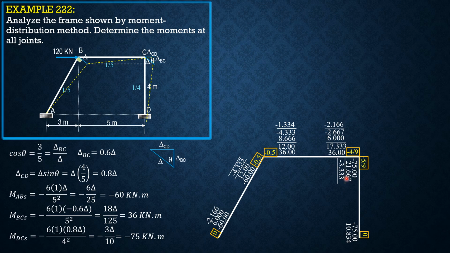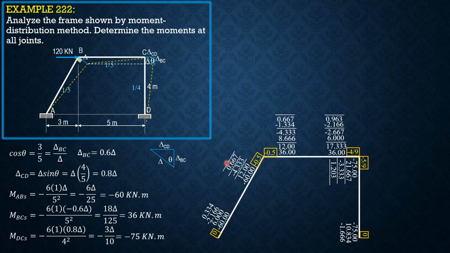So 0 here. Half of negative 3.333 is negative 1.666. Then distribute: negative 1.334 times negative 0.5 is 0.667 lakh. It's also 0.667 here, lakh. Negative 2.166 times negative 4 over 9 is 0.963 lakh. Negative 2.166 times negative 5 over 9, 1.203 lakh.